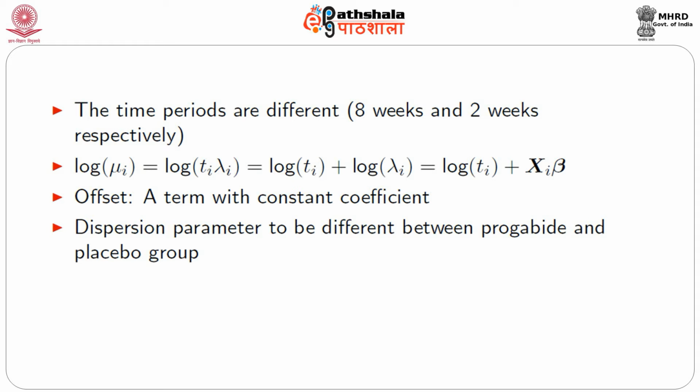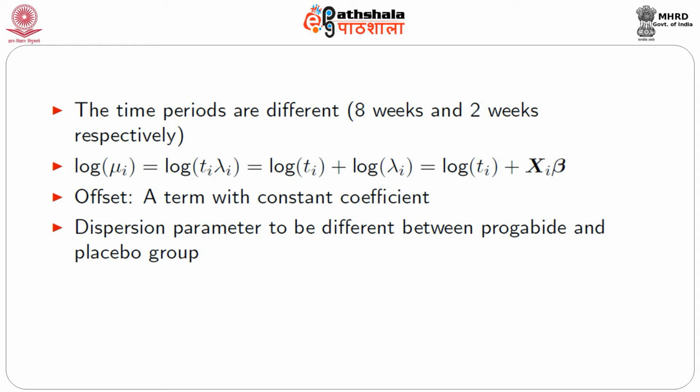Here T_i is the time in which the number of seizures is measured, or the weeks in which the seizures are counted, and lambda_i is the rate of seizures per week. So, this can be further written as log T_i plus log lambda_i, which is log T_i plus x_i beta. To incorporate this log T_i, we are using the offset term. An offset is a term with constant coefficients, and we have included it using the offset command.